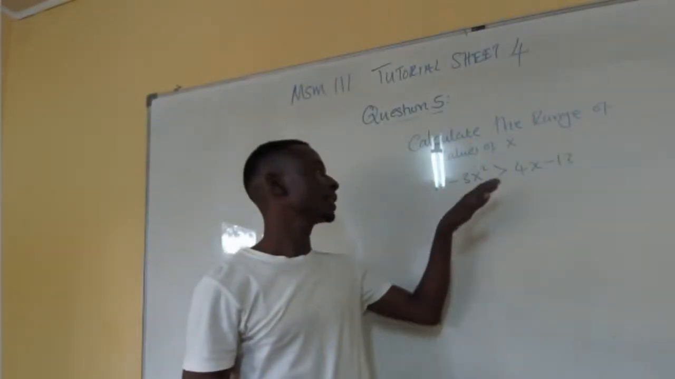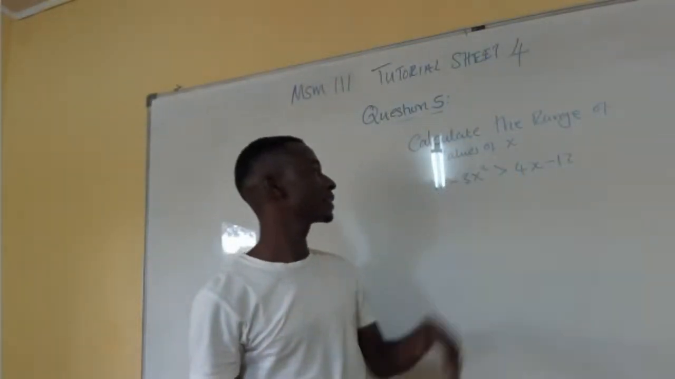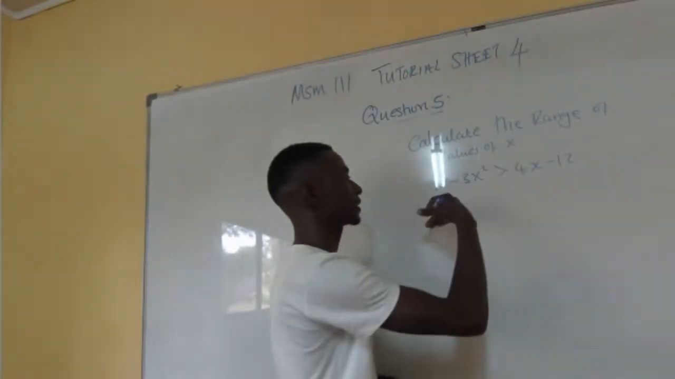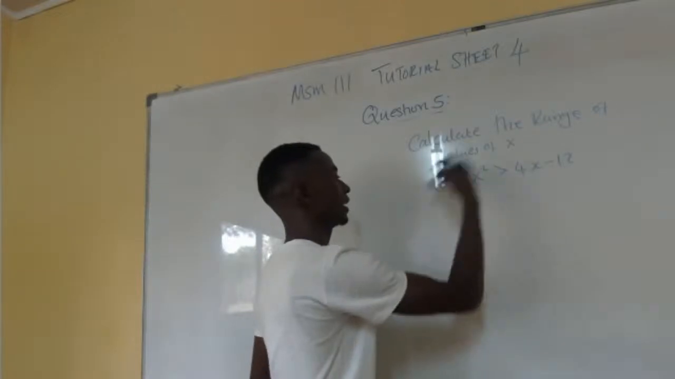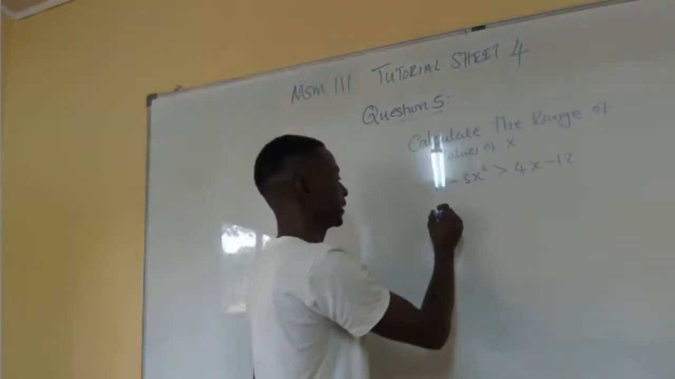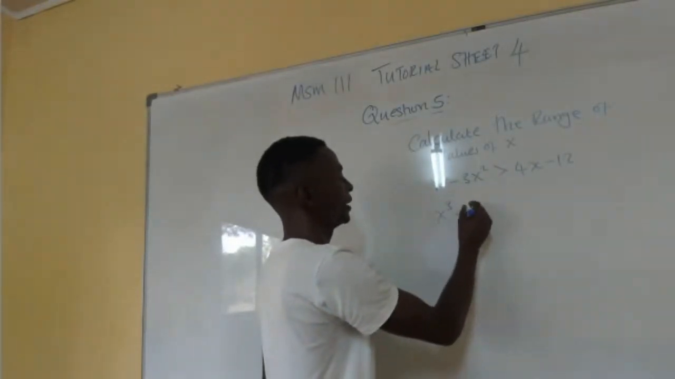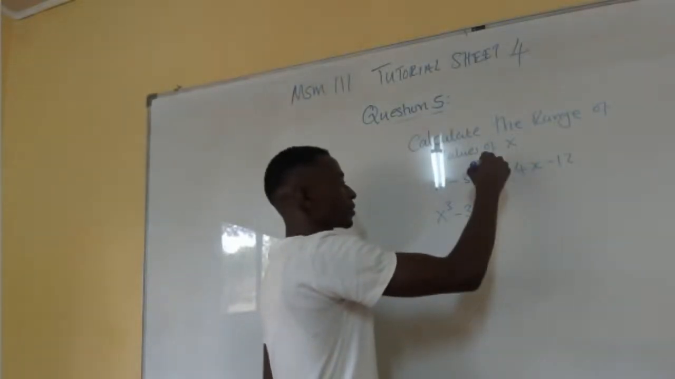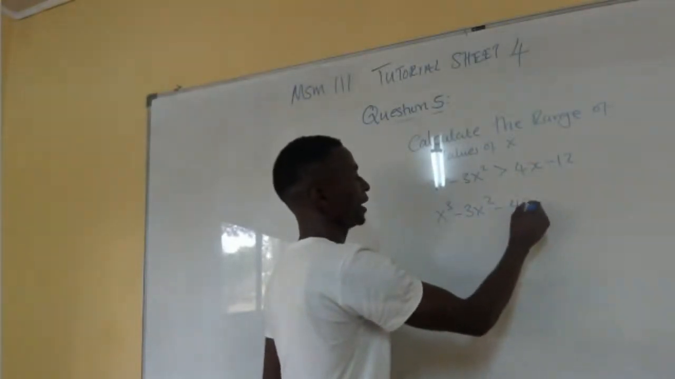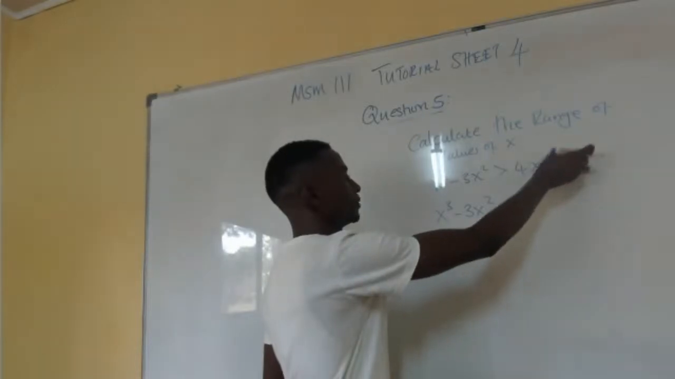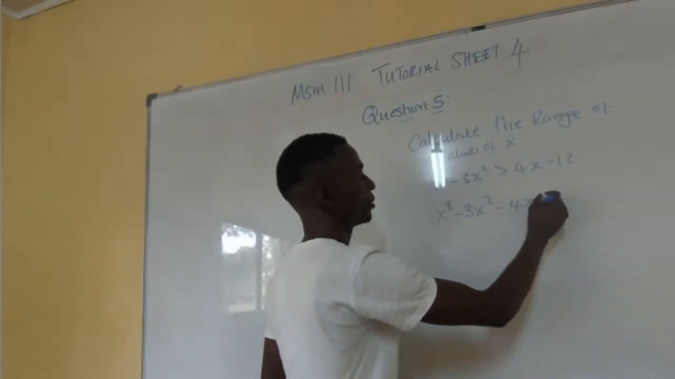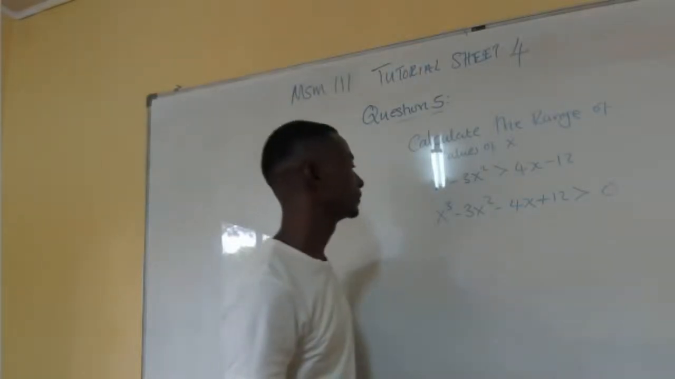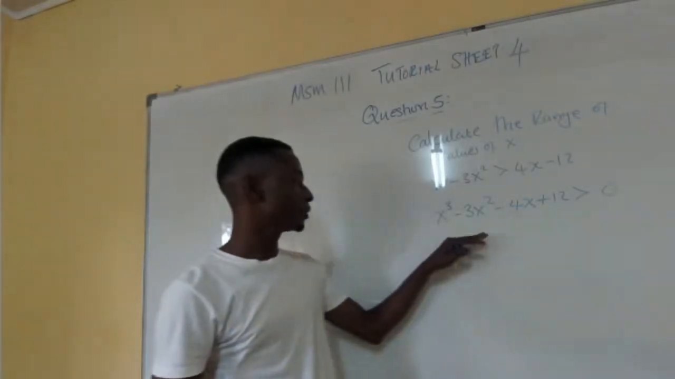So for you to calculate the range of values of x, what you're supposed to do is take this function to the other side. So now taking that on the other side, it means we have something like this: x to the power 3 minus 3x squared. If this 4x crosses that, it will be negative 4x. If negative 12 crosses that, it will be positive 12. Then you say greater than 0.